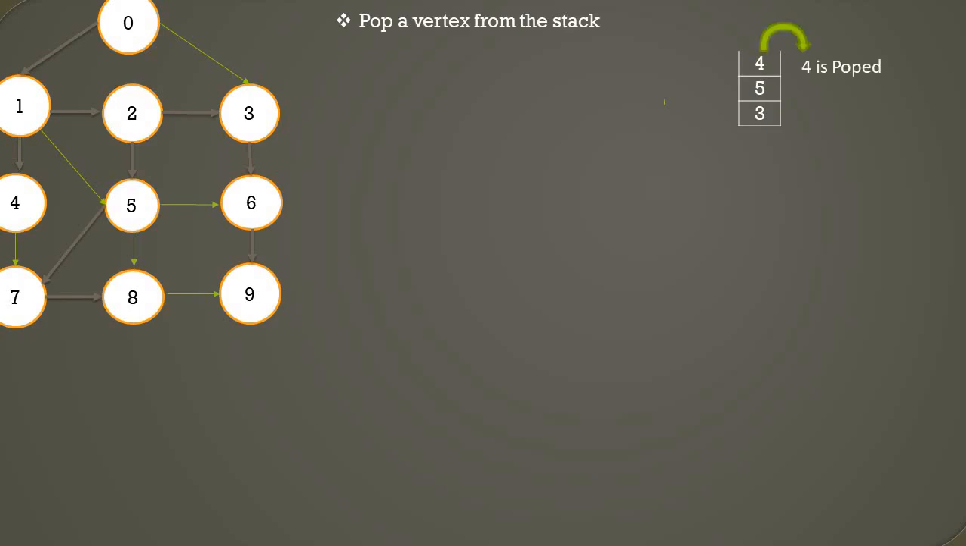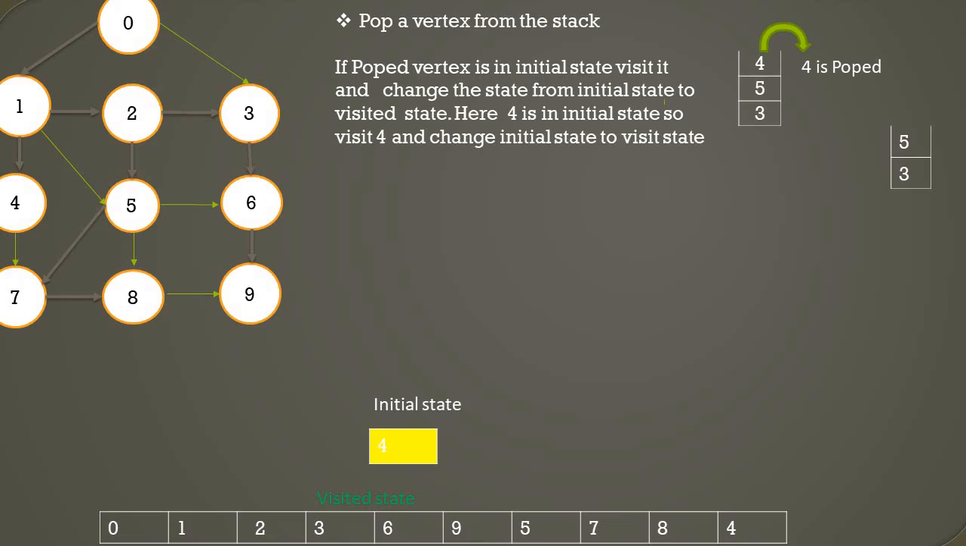3, 5, 4. 4 is popped. Again 3 and 5 are remaining. The popped vertex is in the initial state and changes to the visited state. Here 4 is in the initial state, so visit 4 and change the initial state to the visited state.